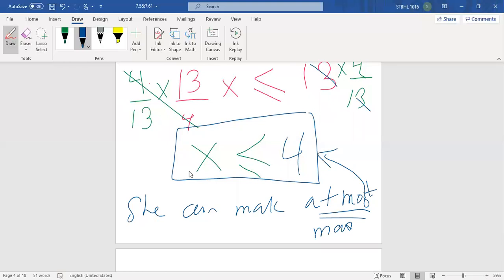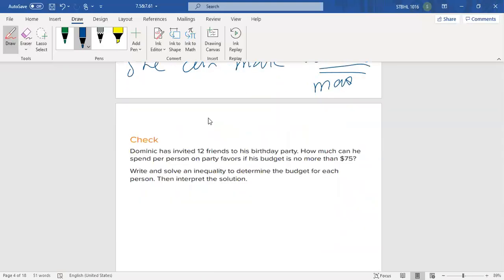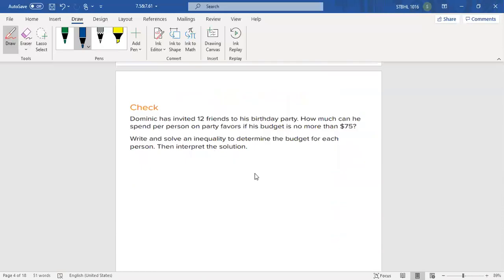Okay, now let us take another question. Dominic has invited 12 friends to his party. How much can he spend per person on party favors if his budget is no more than 75? Write and solve an inequality to determine the budget for each person. Then interpret the solution. So again, grade 7.